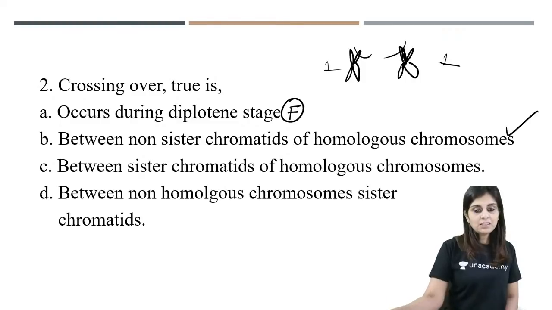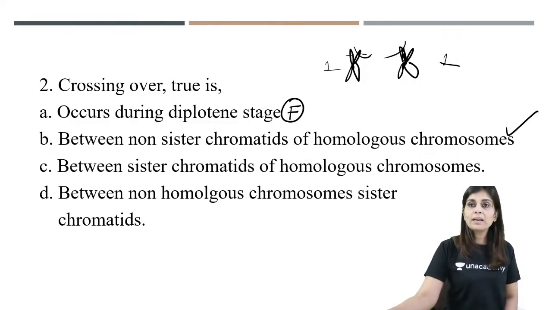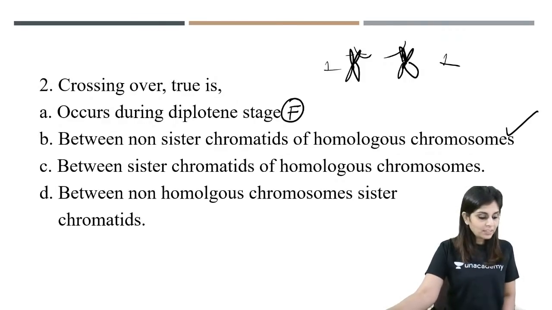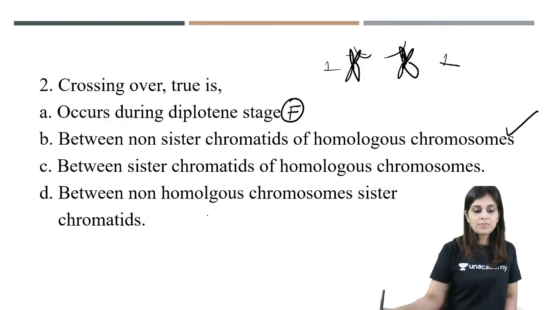If it's between sister chromatids, that also happens sometimes. That's called a sister chromatid exchange. That is not crossing over. What do you call it? A sister chromatid exchange.